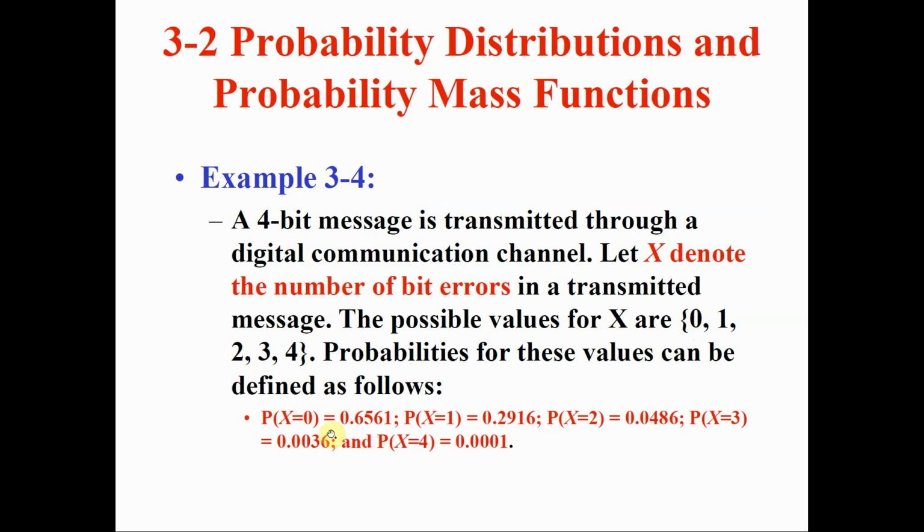This is given in the question. It is given in the question that the probability of x equal to 0 is 0.6561. The probability that x is 1 is 0.2916, and so on. So these are the probabilities of the different values of x. In other words, the probability of no error is 0.6561. The probability of one error is 0.2916. The probability of two errors, 0.0486, and so on. The probability of four errors is 0.0001.